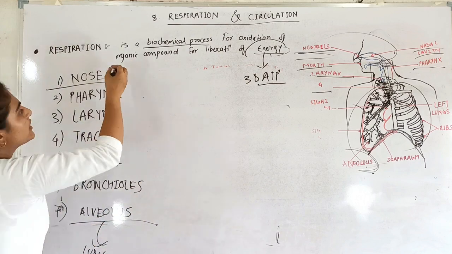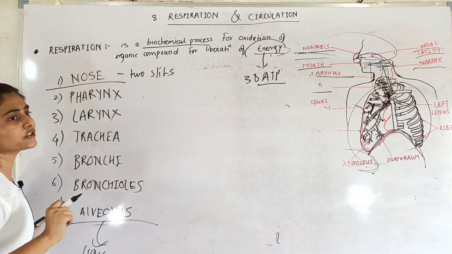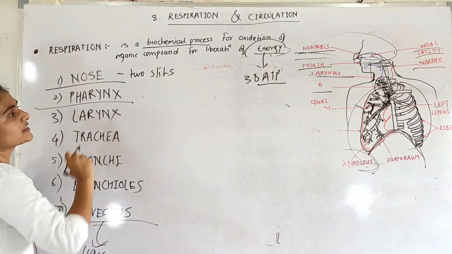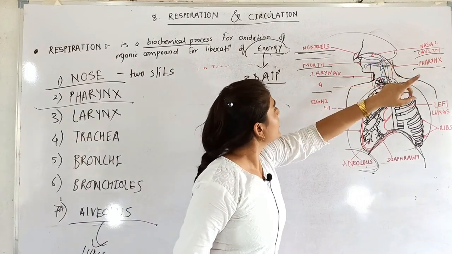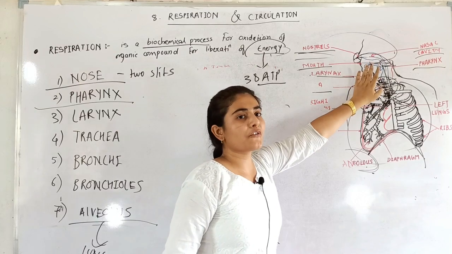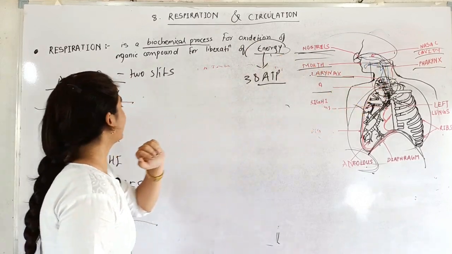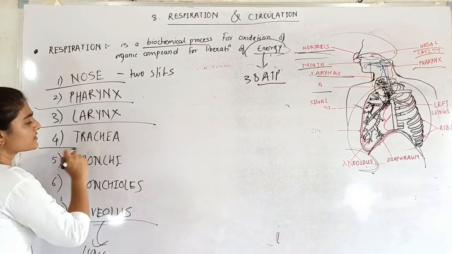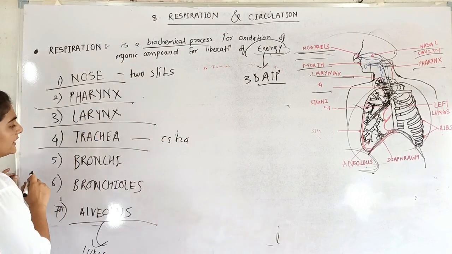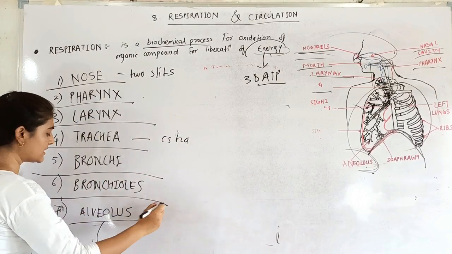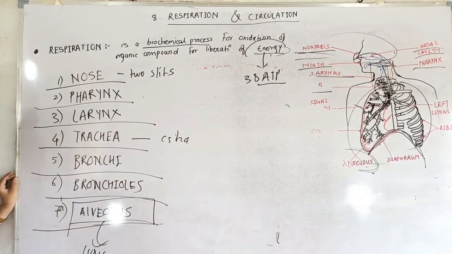The nose includes two slits, which are divided by mesethmoid cartilage. Then the pharynx, which is this portion starting from the nostril to the larynx. The end portion of the pharynx is the laryngopharynx, from which the larynx starts. Then after the larynx, there is the trachea, which has C-shaped cartilage. Then bronchi, then bronchioles, and then alveoli, which is a structure like a bunch of grapes.